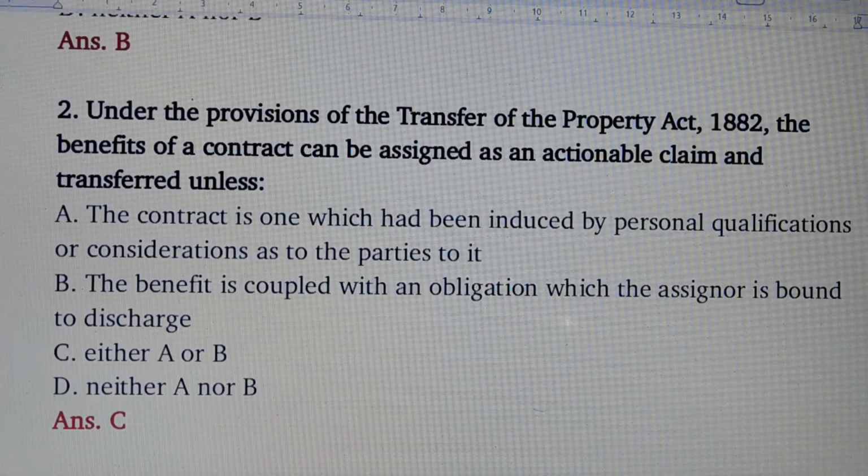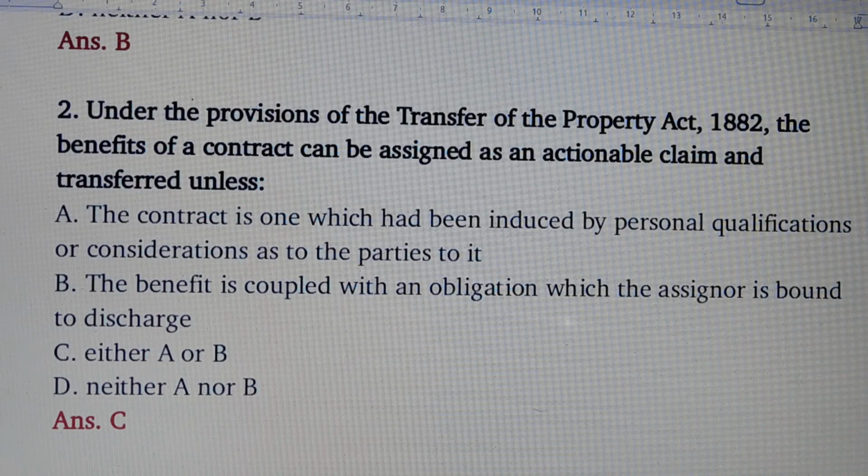Question number 2. Under the provisions of the Transfer of Property Act, the benefits of a contract can be assigned as an actionable claim and transferred unless. Answer is option number C, either A or B. Means option A, the contract is one which had been induced by personal qualifications or consideration as to the parties to it. Option B, the benefit is coupled with an obligation which the assigner is bound to discharge.